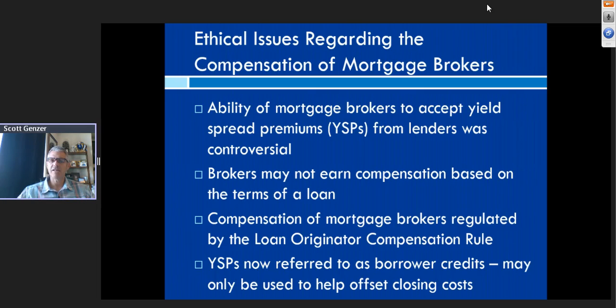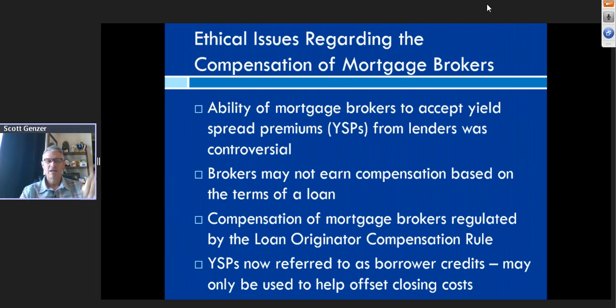So no terms of the transaction other than what? Loan amount all day long. No other terms of the transaction. We can't pay more for this loan than that loan. We can't pay more for in-house versus brokering it. We can't pay more for how you structure your loan and how much money we make. You get paid the same amount on that loan amount or that same loan all the time. Borrower credit is what we do.